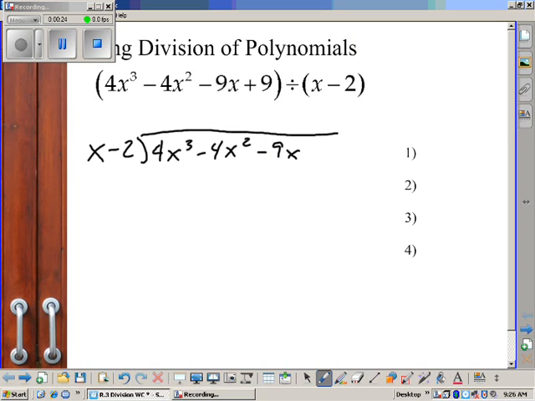minus 9x plus 9. Now, if there was anything that was being skipped, so let's say that it didn't have an x squared term, it was just 4x to the third minus 9x plus 9, the best thing to do is put in plus 0x squared.